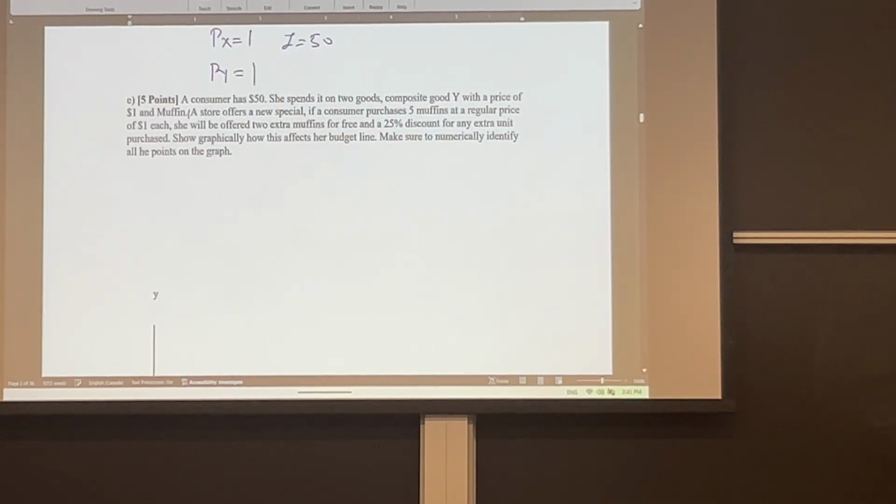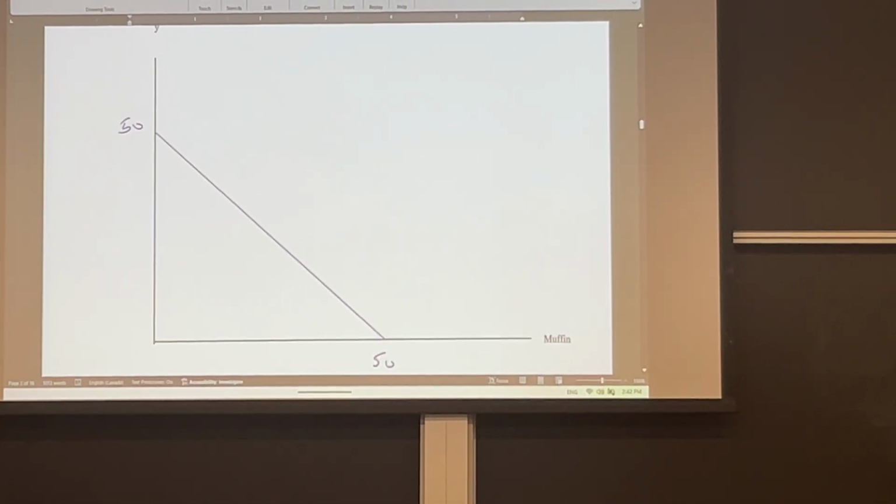But the store offers a special. That's what it says. If you buy 5 units, I'll give you 2 for free. So if you buy 5 units, you end up with how much money? 45. Then you get 2 for free. That'll take you all the way to how much? 7.